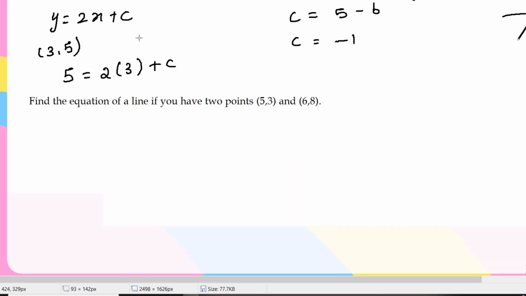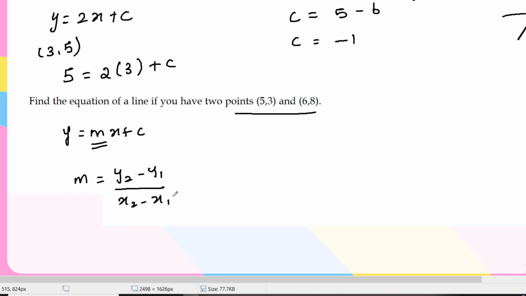Now we'll see, find the equation of line if you have 2 points like this. Okay, so here which is missing? So general equation is y equal to mx plus c. First we should know gradient, but here they gave only 2 points. Now we are using 2-point method to find the gradient. First find gradient. M equal to y2 minus y1 by x2 minus x1. So that is equal to 8 minus 3 divided by 6 minus 5. So 8 minus 3 is 5 by 1. So the gradient here is 5.